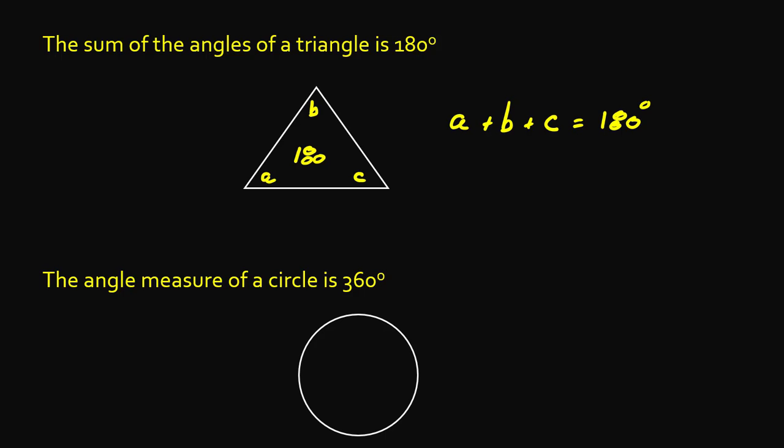And then the angle measure of a circle is 360 degrees. So if we had the circle split up into angles A, B, and C, we could write A plus B plus C equals 360 degrees.